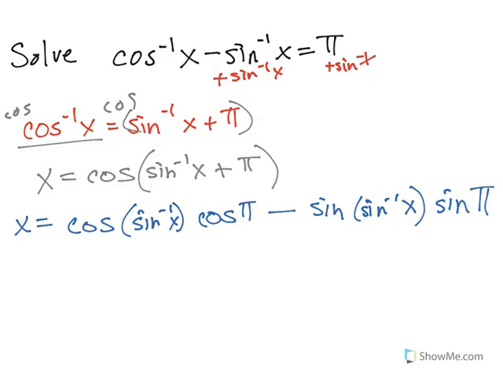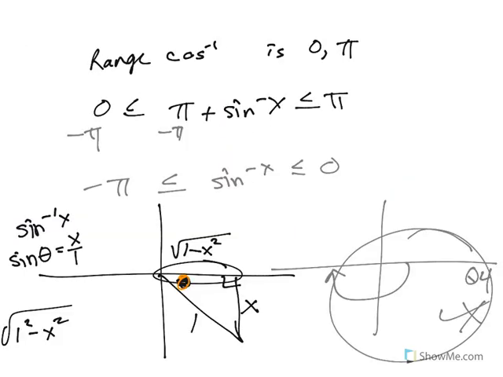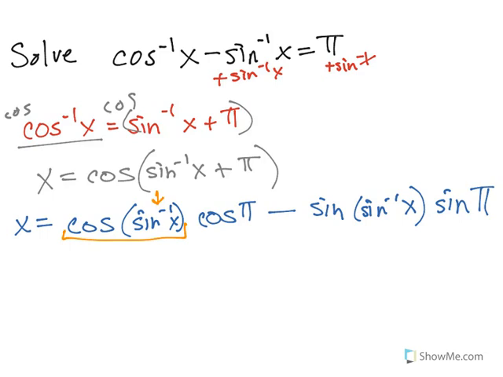This first piece, the cosine of the inverse sine of x, I need the cosine of that. So if I go back and say, here's our theta, I know that the sine was x over 1, so that's going to make the cosine the square root of 1 minus x squared over 1. So the cosine of that, again, is the square root of 1 minus x squared, times the cosine of pi. And what is the cosine of pi? Negative 1. Okay, now I'm going to subtract.